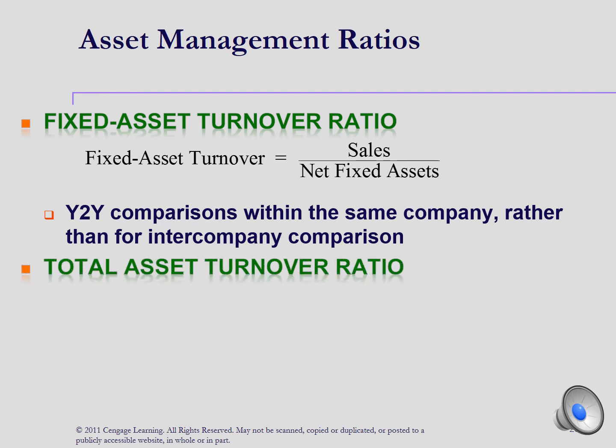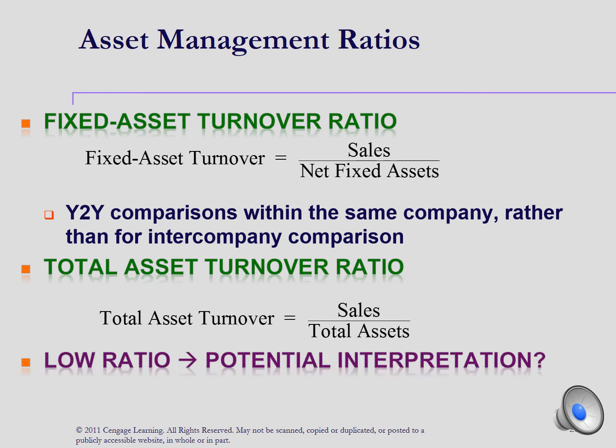Total asset turnover ratio. Total asset turnover is defined as sales divided by total assets. It indicates how efficiently a firm uses total assets to generate sales. By definition, a low total asset turnover ratio may indicate low sales and or high total assets.